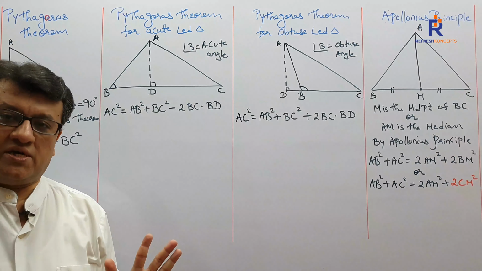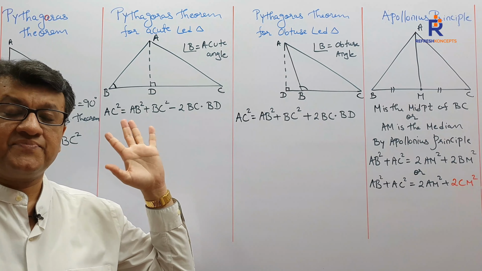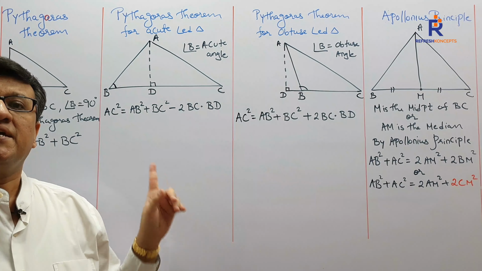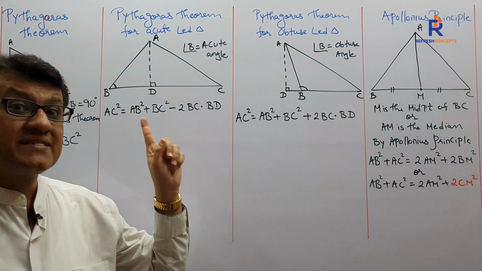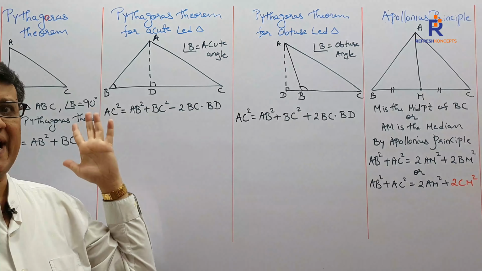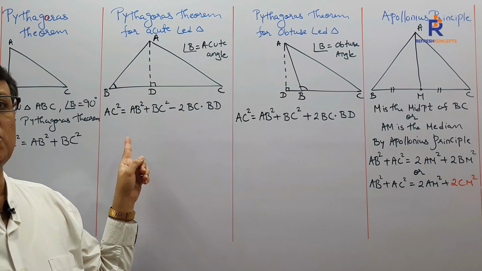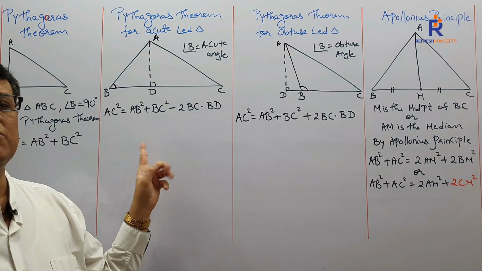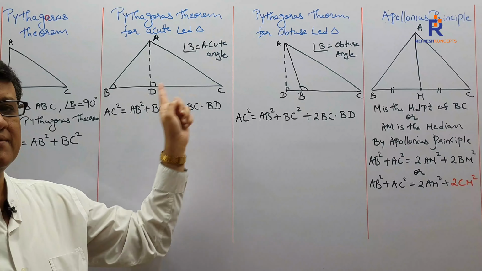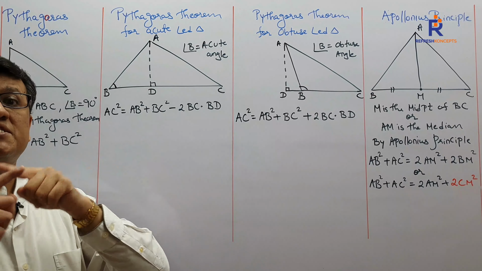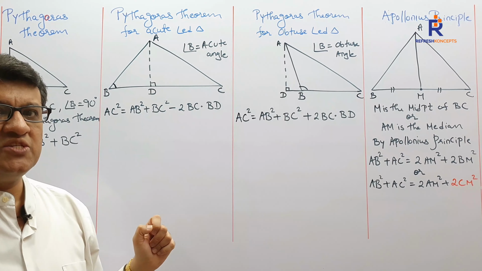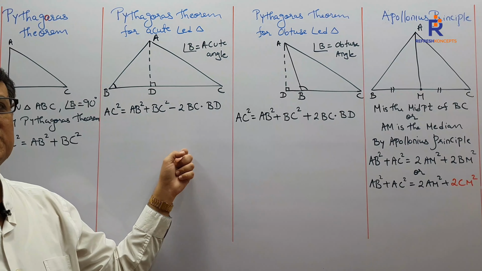Pick up the angle which you want. So we have picked up angle B. Now Pythagoras theorem for acute angle goes in this way. It is the square of the side opposite to that angle. So the square of the side which is opposite to the angle, AC square, is equal to the sum of the squares of the sides from which the angle B is made, AB and BC. So AB square plus BC square.